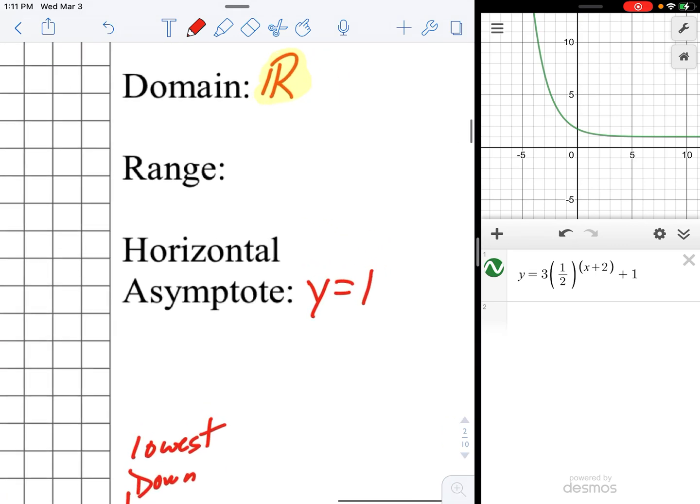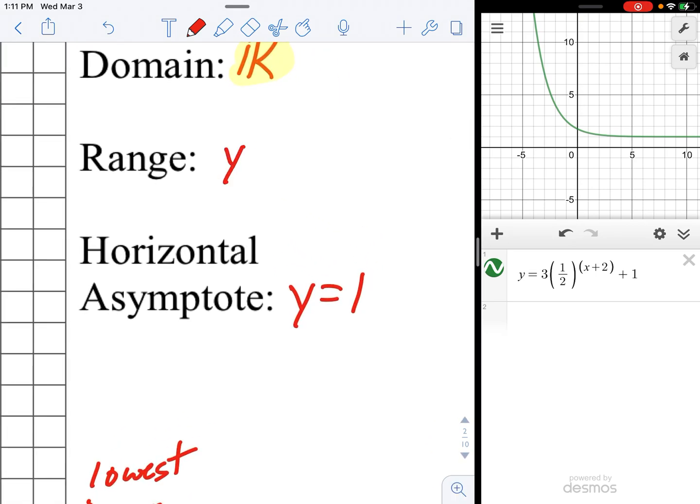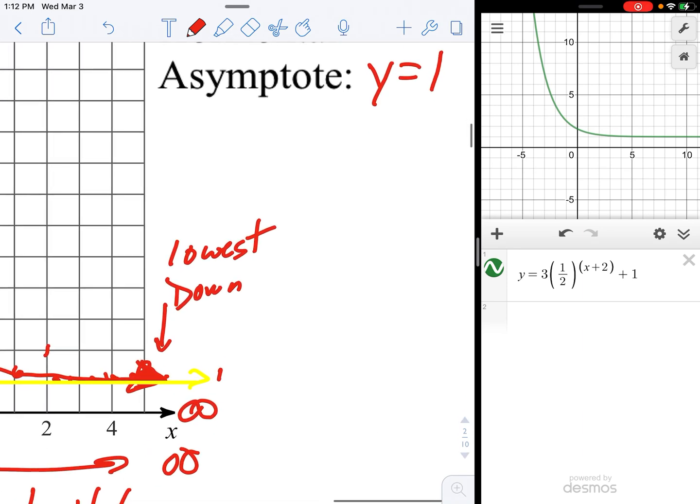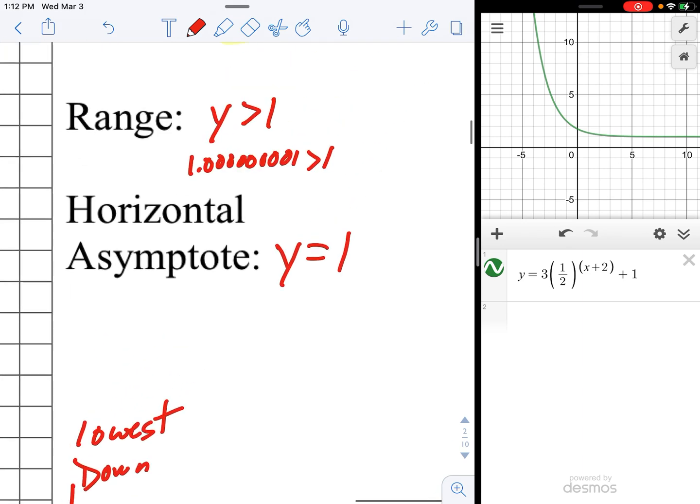It goes forever. The way we say that is y is greater than 1. Right? Y is greater than 1 means you don't actually equal 1, but you can get really, really close to it. 1.1, 1.01, 1.000000001 is still greater than 1, right? That means that this line gets that close to the asymptote without actually touching it.